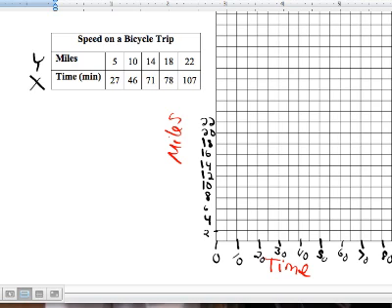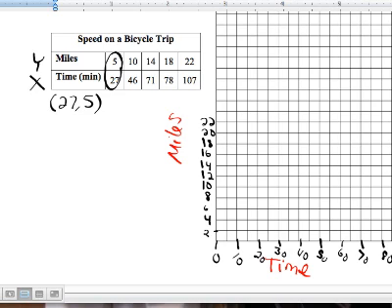So you go ahead and get your scale. Figure out your scale, then label your axes. And then we have to plot our points. To plot our points, remember time is x, miles is y. So my first coordinate point is going to be 27, 5. Okay, that's going to be my first coordinate point because those 2 points go together.